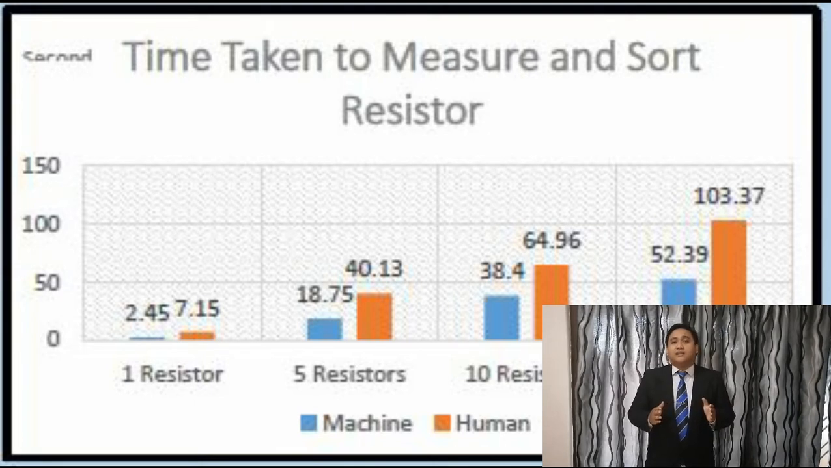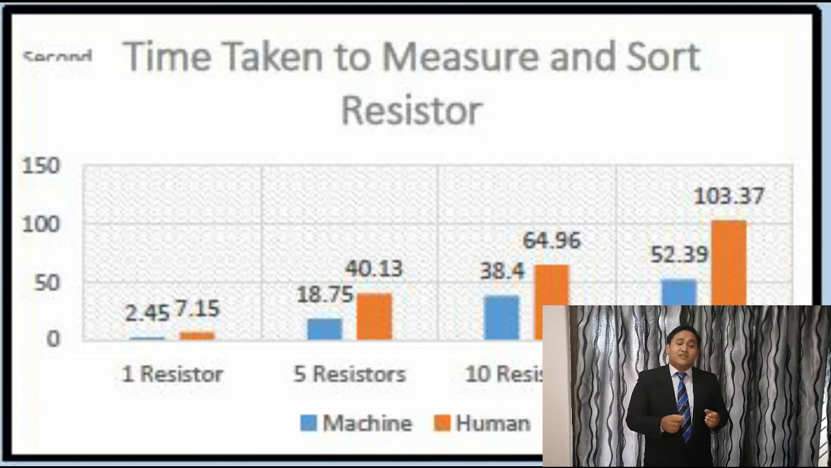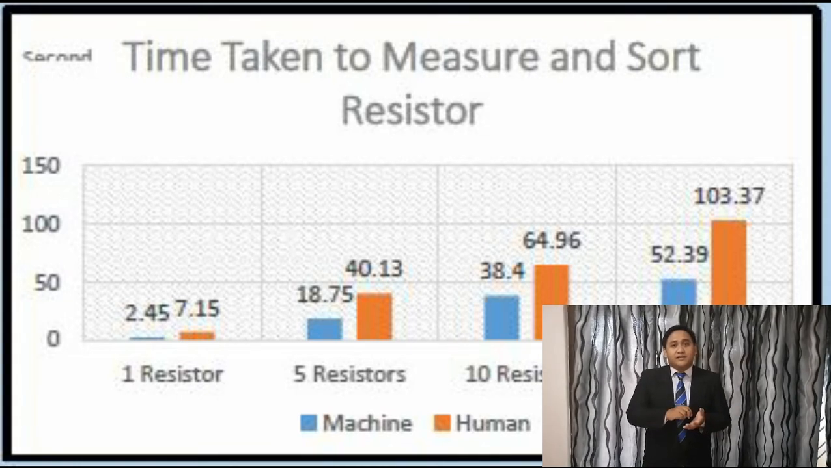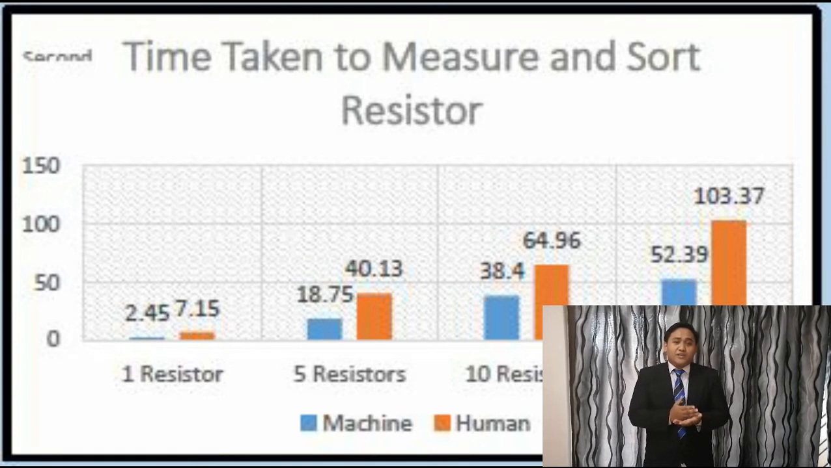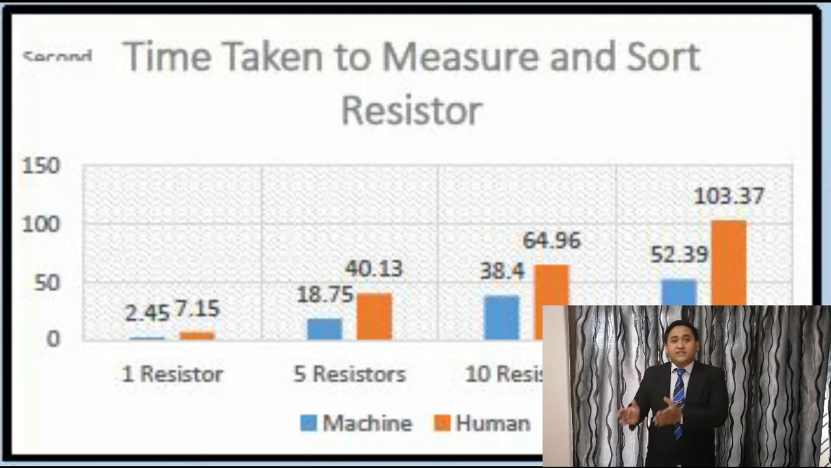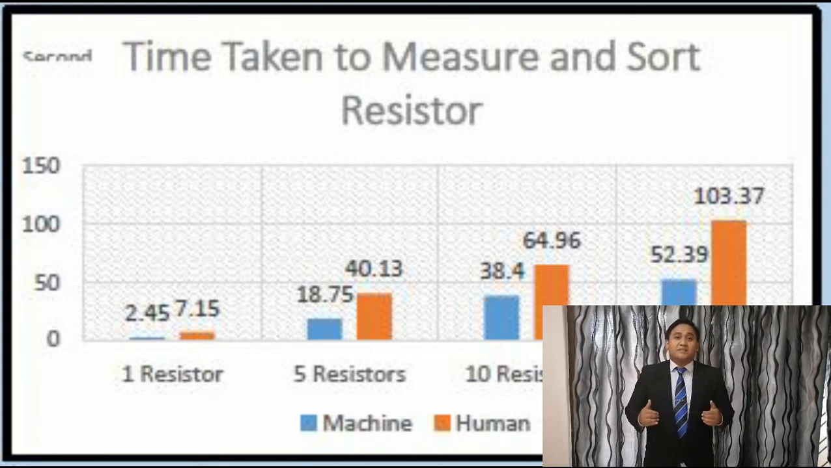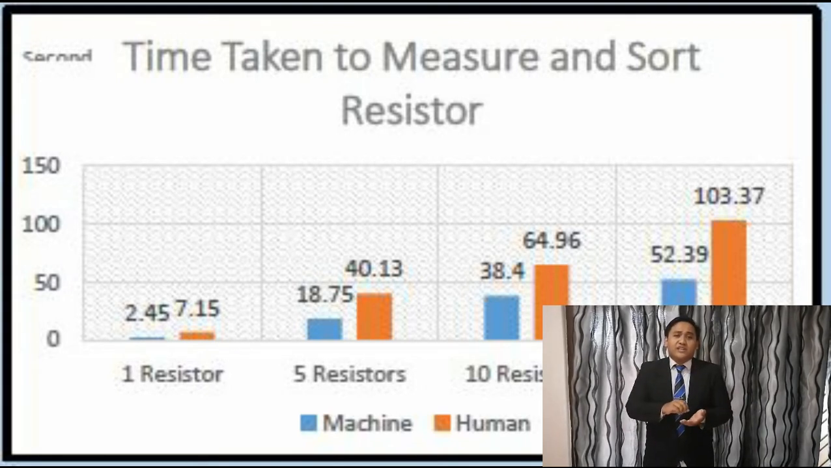This data shows that the time taken to sort using this machine is greatly reduced compared to a human, because as a human, when we want to measure a resistor using a multimeter, we have to change the range of the multimeter every time. This takes a lot of time, because if we want to measure 100 ohm, we cannot use the 20k range, otherwise the value will not stay on the multimeter. So students have to change their range every time they want to measure a resistor.